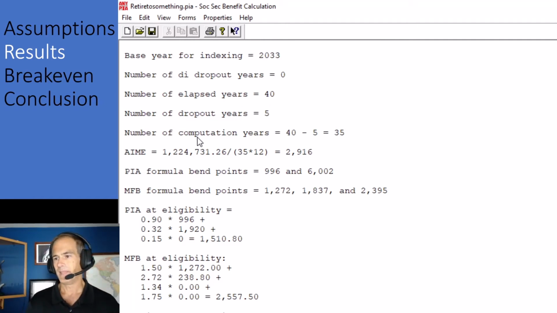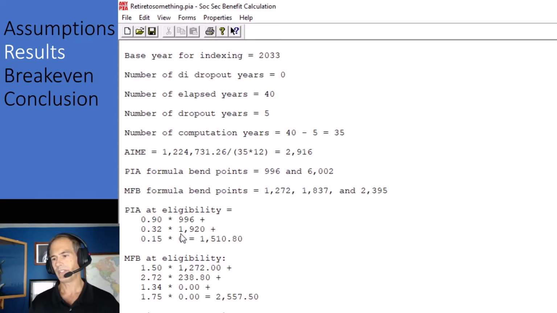So down here, we have the PIA calculation. And the first thing it does is it finds my average indexed monthly earnings. It's AIME. So my AIME, it adds up all the average earnings, divides them by the number of months total, and gives me this average indexed monthly earnings of $2,916. So this is what it's going to base my calculation off of.